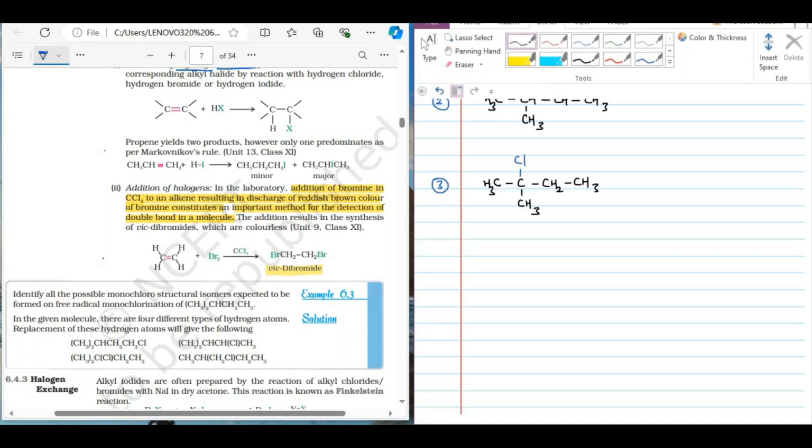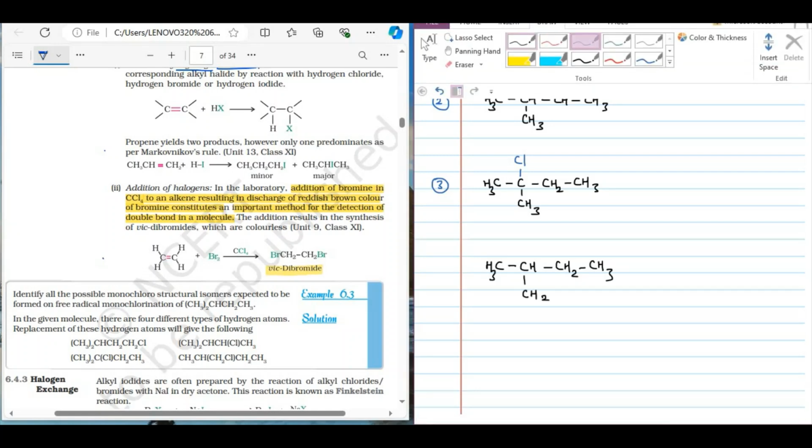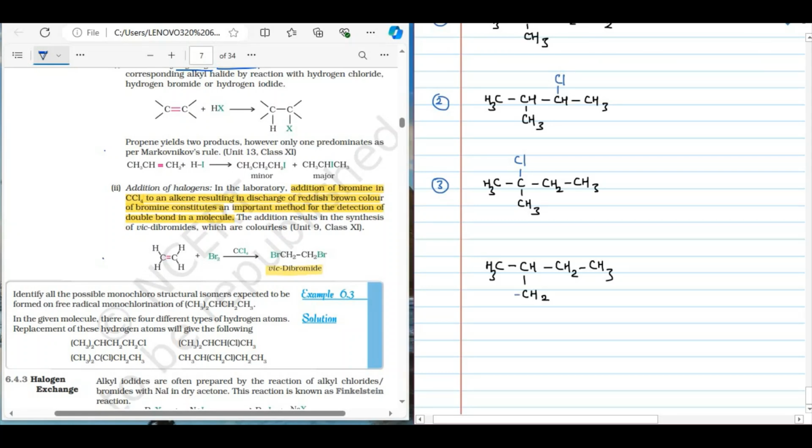Now let's draw the next structure. So here this time we can replace one of the hydrogen of CH3. CH3, this CH3. Here I can write CH2 and now I am going to replace one of the hydrogen with chlorine. So this will be the fourth structure isomer.